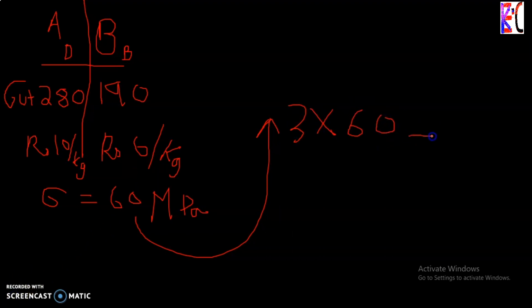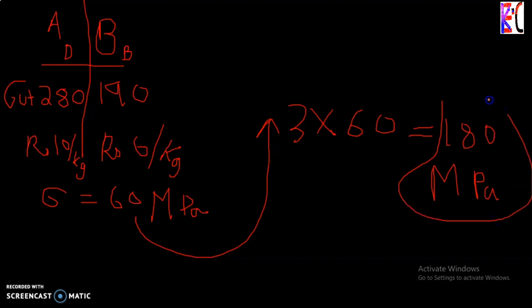So it comes near about 180 megapascal. So you have to select a material whose yield strength is 180 megapascal. If your criteria is to work under yield strength, sorry, it should be Y. I'm sorry, it should be Y. So you have to consider a material which could have the yield strength of till 180 megapascal.